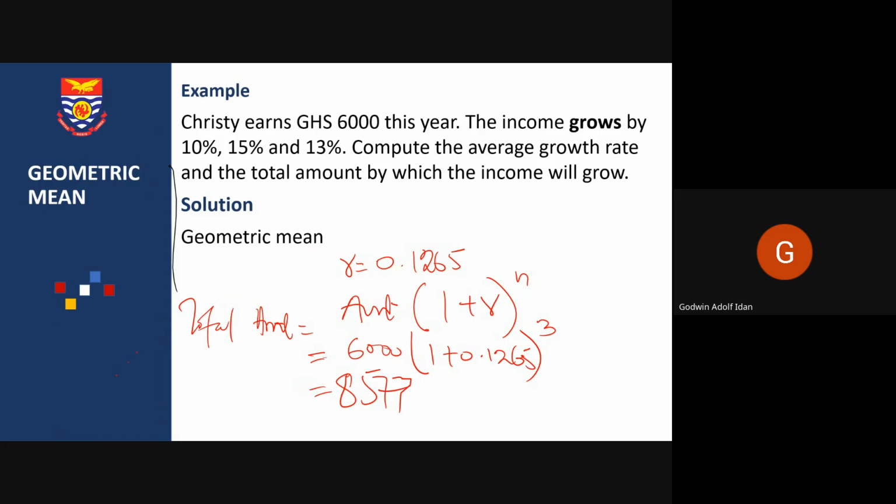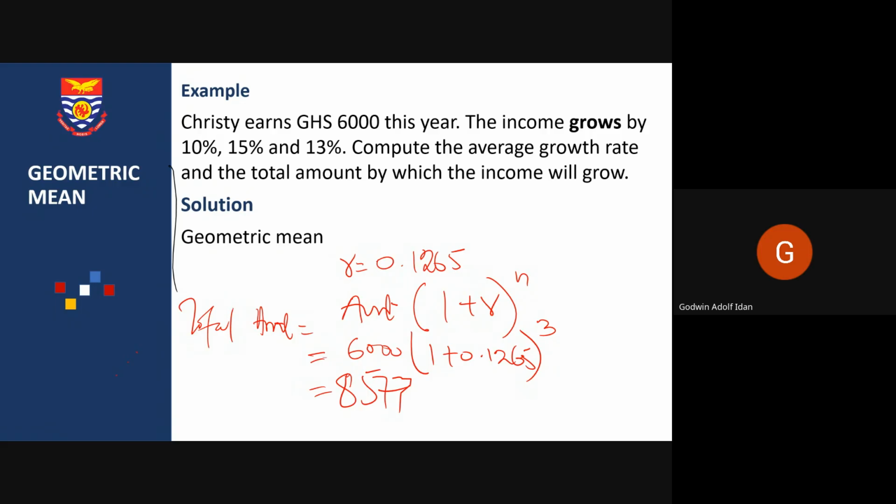Prince, you getting the same answer? Yes, please, Doc. That's it. All right. So this is how we go about this question. Usually you have to pay attention to the values in the question. If the question is giving you percentages, then it means that you should go by the geometric mean approach.